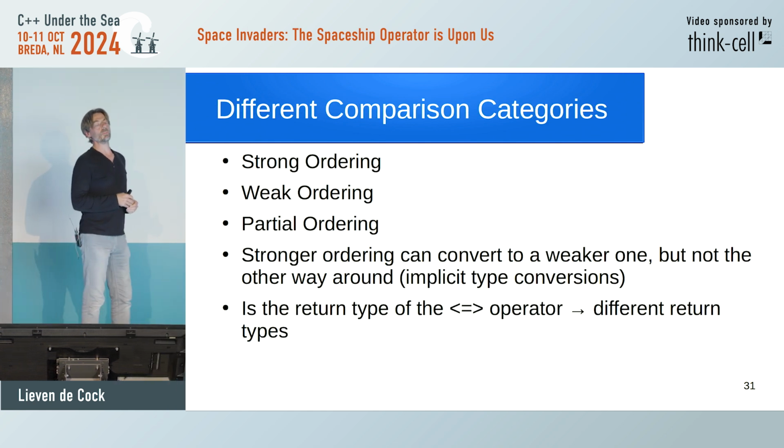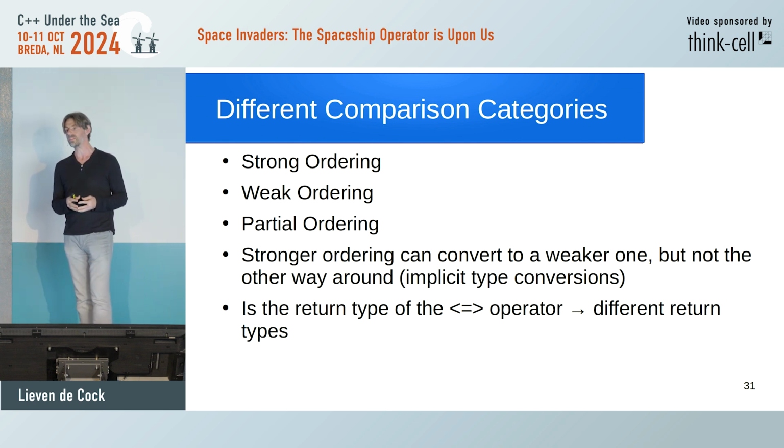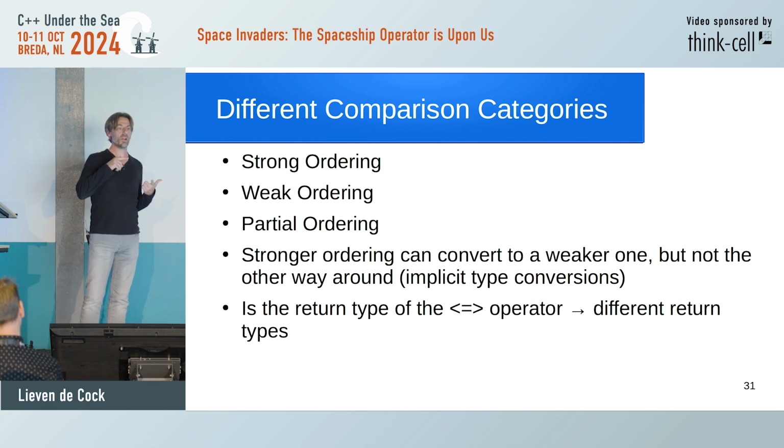In this story of the spaceship operator, there are different comparison categories. You have strong ordering, you have weak ordering, and you have partial ordering. And a stronger ordering can always be converted into a weaker one. So a strong one can be converted into weak, weak into partial, but not the other way around. That's not possible.